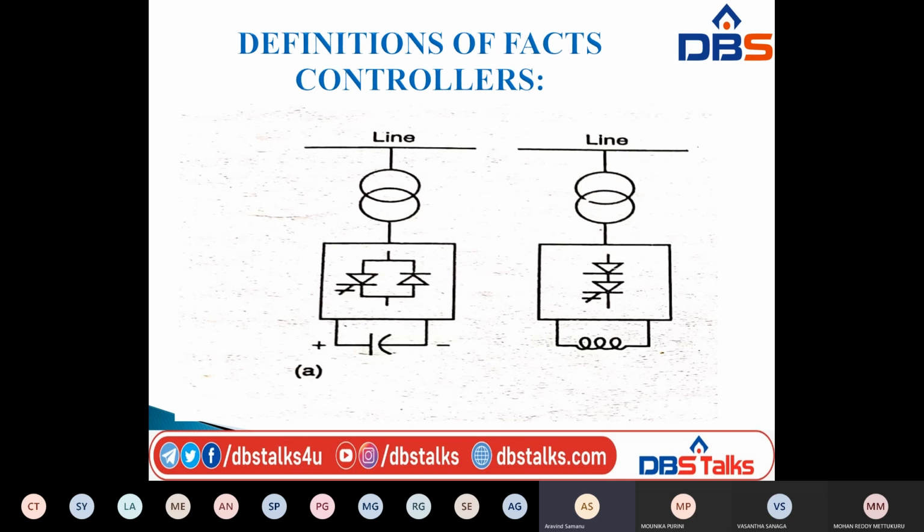Here the capacitor is used as a voltage source, and here I am using the reactor as a current source. So this is the explanation for this diagram. The diagram contains STATCOM based on voltage source and current source converters. Okay, next.